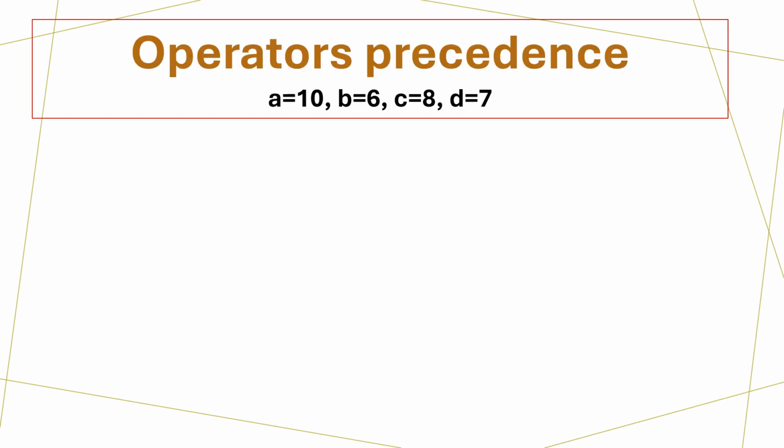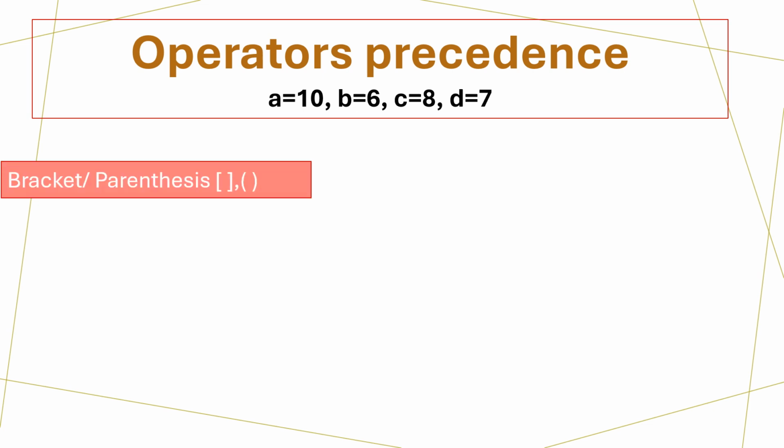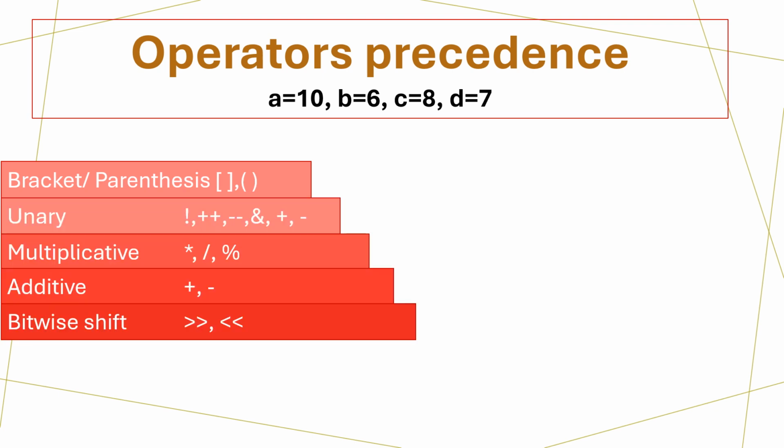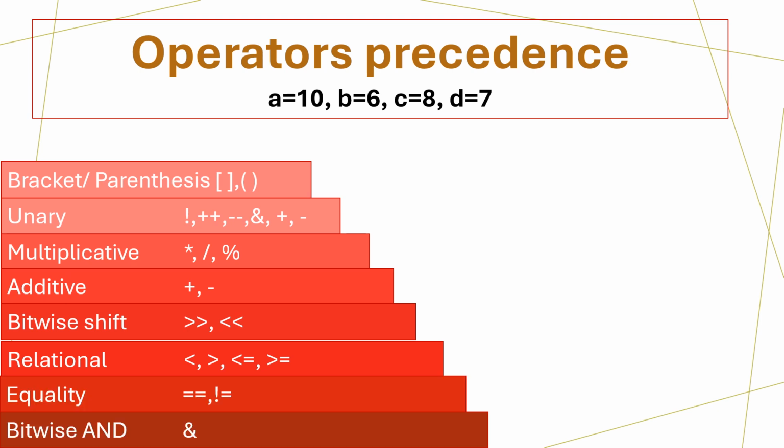Okay, the situation is that if an equation consists of many different operators, we have yet to decide which operator should be performed first. Regarding that, we have the operator precedence. So going from the topmost level, the first one is the brackets, you have to consider the operators in the brackets first, then the unary operators, multiplicative, additive, bitwise shift, relational operators, equality, and then bitwise AND. So this goes from top to bottom. This is the precedence of the operators.